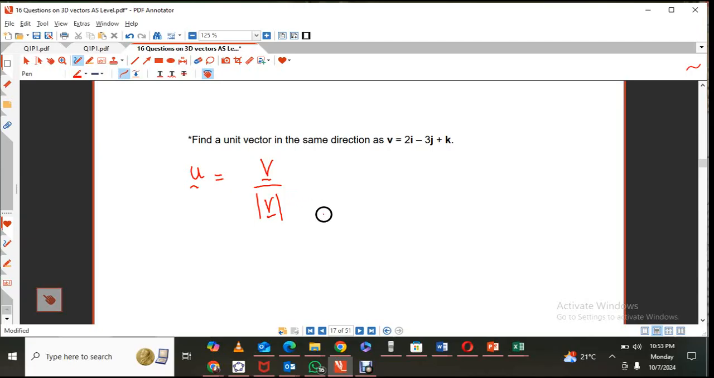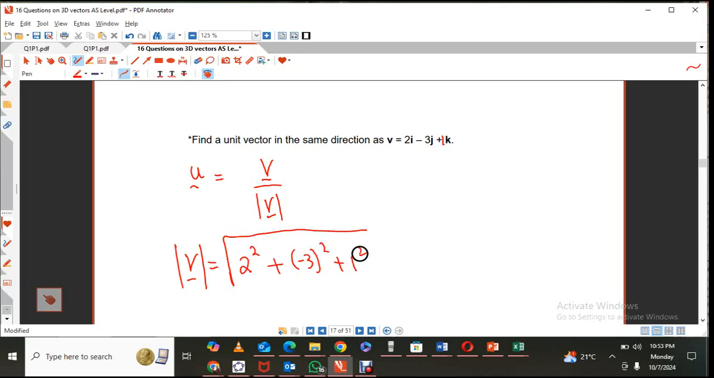Okay, so in this particular case you have got vector v, which is given to us as 2i minus 3j plus k. So of course, if I have to calculate the magnitude of this, it's going to be 2 squared plus negative 3 squared plus 1 squared, 1 obviously being here, and then taking the square root of that. So that's 4 plus 9 plus 1, so that is going to give me the square root of 14.